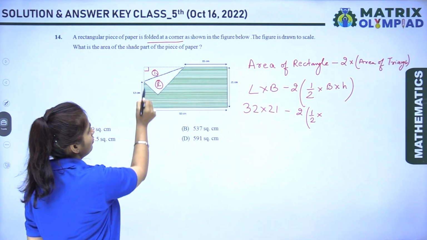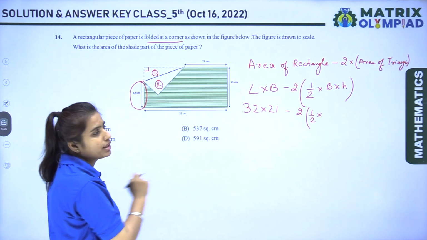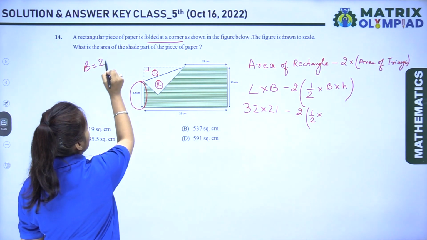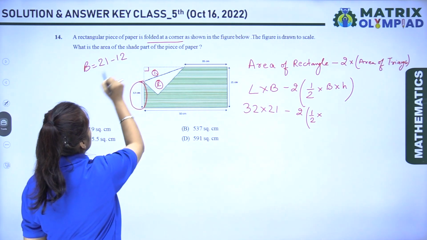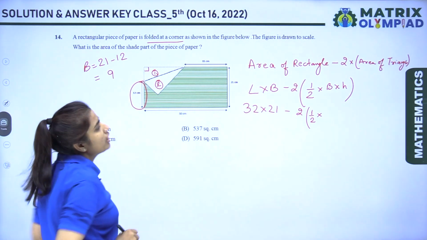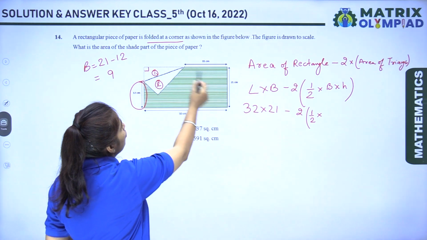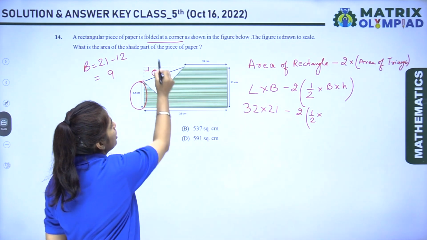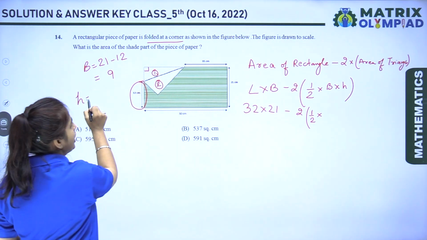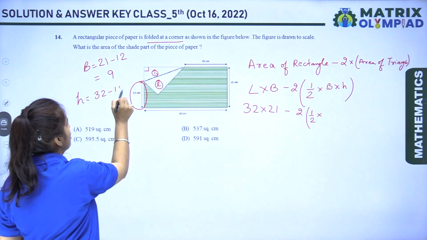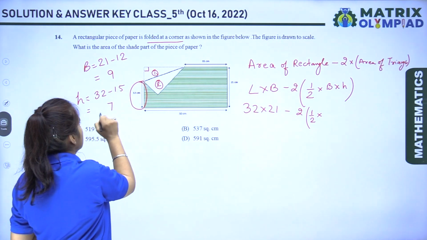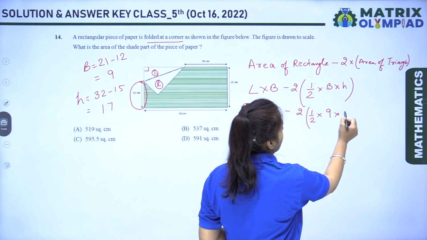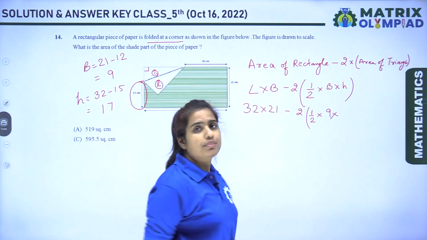This part is given to us as 12 centimeter and the whole is 21. So to find the base, we subtract 12 from 21, and here we get 9. For the height, we have to subtract 15 from 32, so here we get 17. So the base will be 9 and the height will be 17.